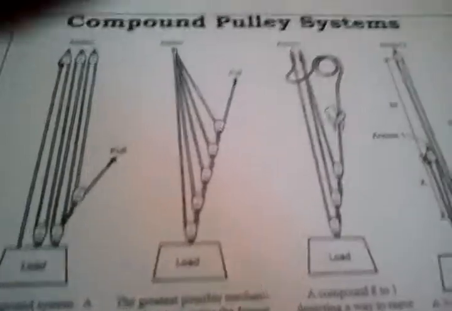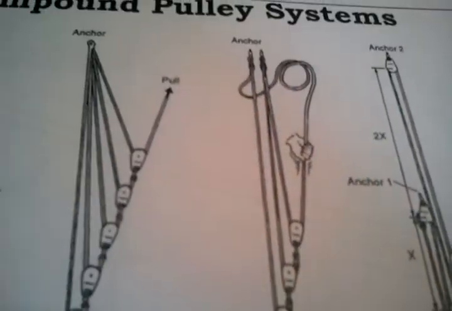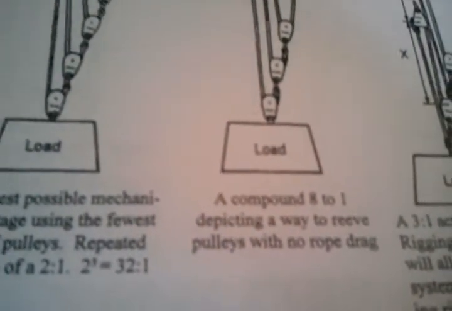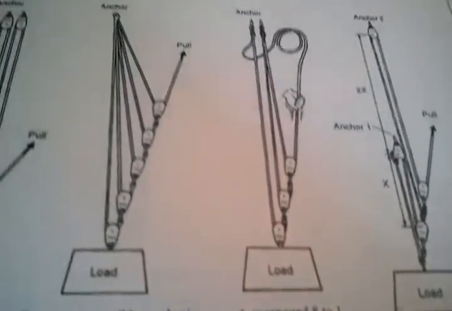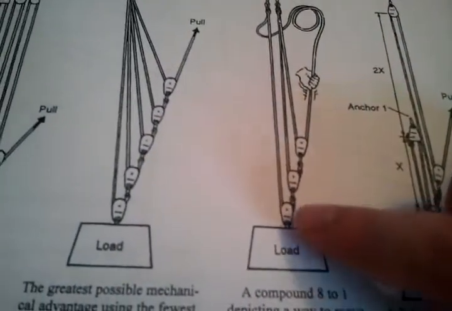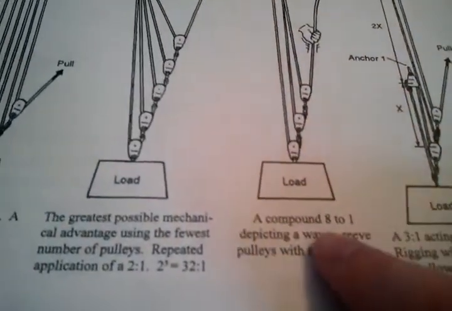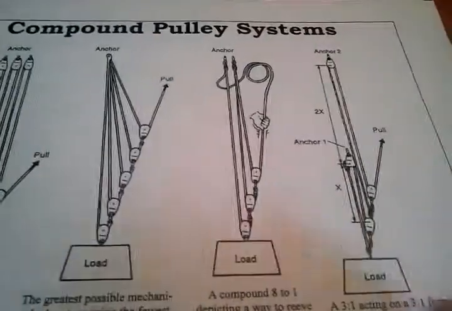Then the next one is you can attempt to rig with no rope drag, and that is what they are doing here. See how you have the extra rope at the ends of these? This one is just going to be constantly rotated and used. This is a compound 8-to-1 depicting a way to rig pulleys with no rope drag. You have 1, you have 2, and a 2-to-1 and a 2-to-1, so 2 to the 3rd power is going to be 8. So 8-to-1, just referencing back to what we just learned.